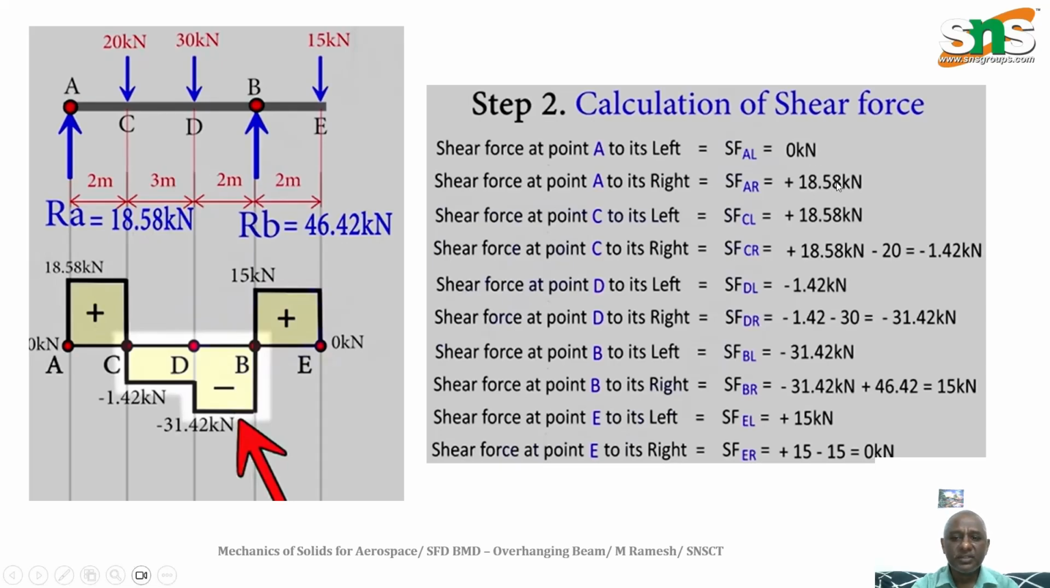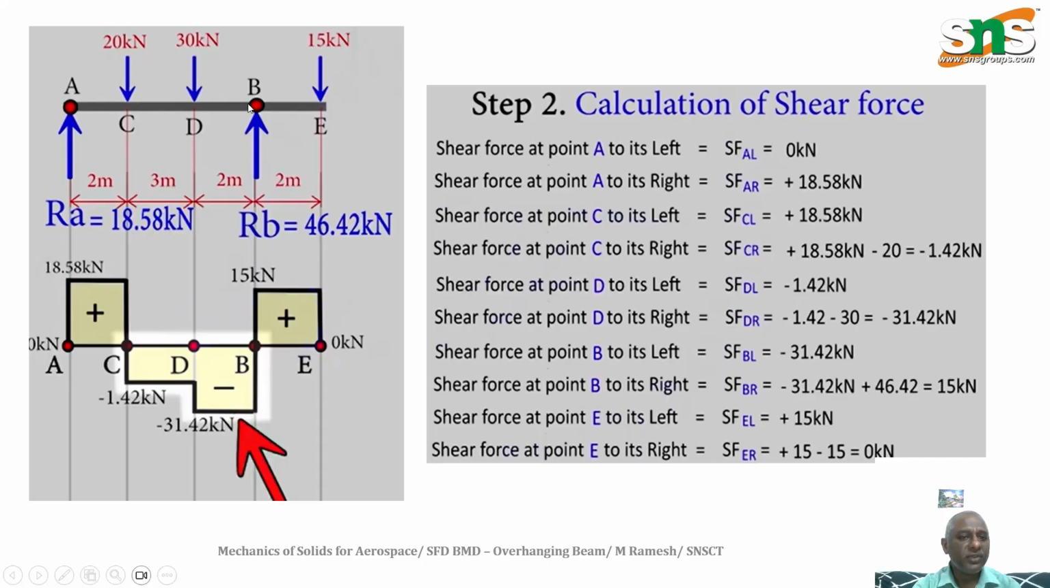Here, at RC, there is no load. The RC value means the shear force will be equal to 18.58 at C. What about at point D? You add these two: 18.58 minus 20, that is finally equal to minus 1.42 kilonewton.